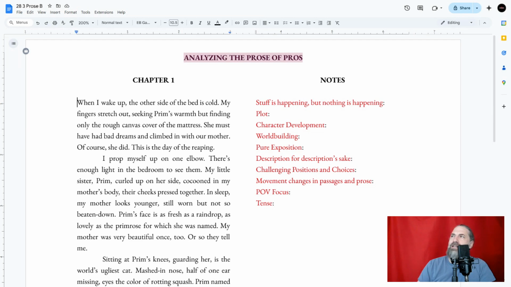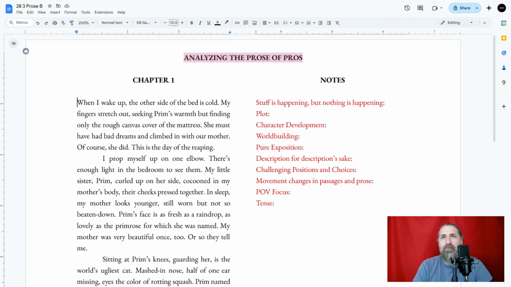All right. So right off the bat, we know that it is first person, because when I wake up, the other side of the bed is cold, and this makes it also present tense, because it says when I wake up, instead of when I woke up, the other side of the bed was cold. Anyway. All right. So before we jump into it real quick, redefining certain things. Every sentence must have one or more of these 3 elements: plot, character development, or world building. It could have all 3. It could have 2, but it must have at least one. We're going to discover which is what.